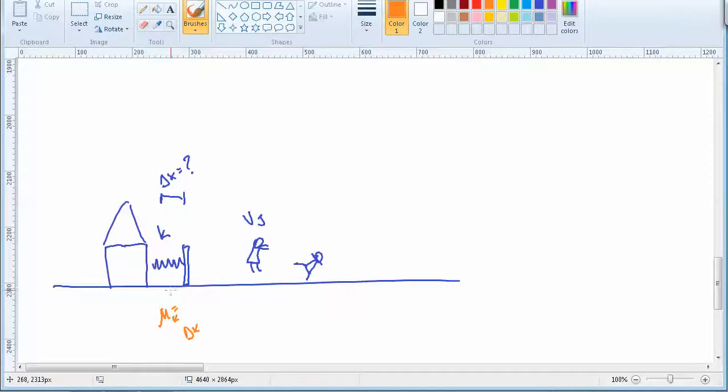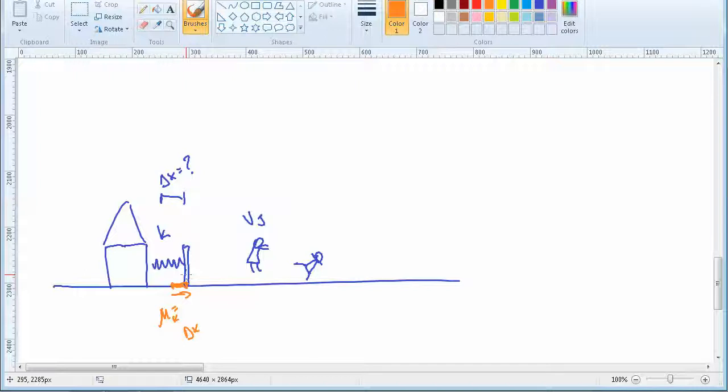It's probably going to be smaller because it's a constant friction force pushing on this thing as she crashes in there. And so that friction force will probably help the spring out a little bit and it won't have to compress as much. Does that kind of make sense?